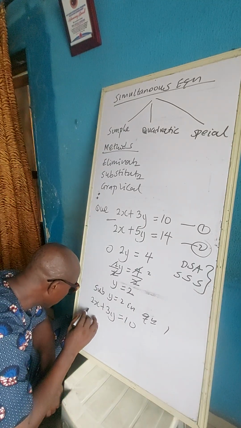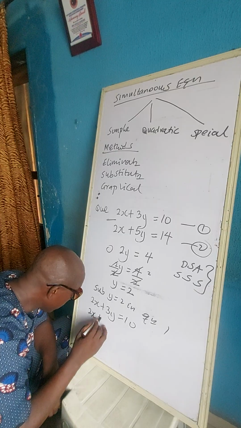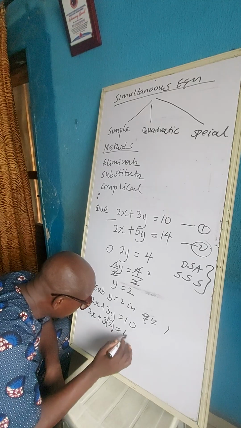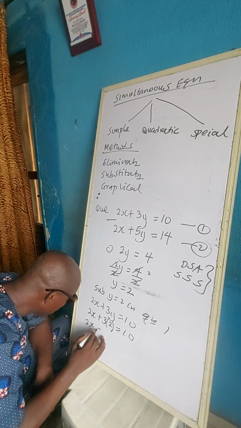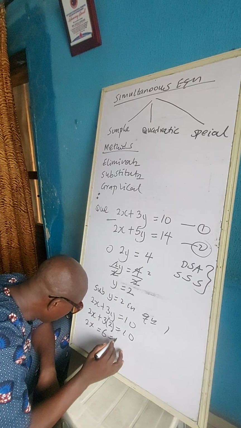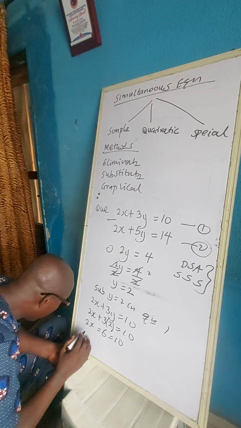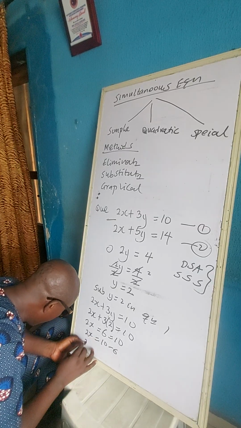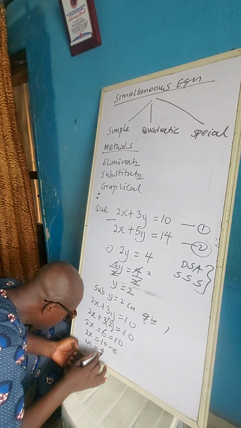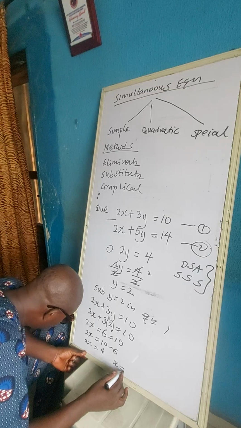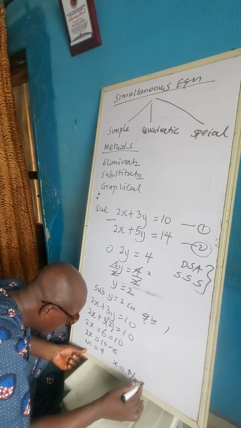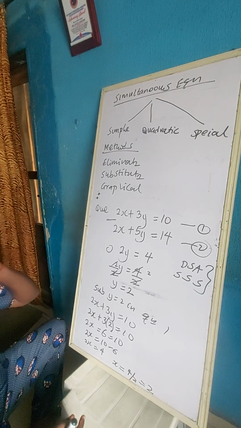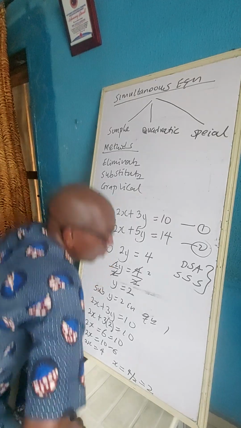It means 2x plus 3 bracket open 2 equal to 10. It means 2x plus 3 times 2, 6, equal to 10. Make x the subject of the formula: 2x equal to 10 minus 6. 2x equal to 4. That means x equal to 4 divided by 2 equal to 2. That's the answer of that one. That means x equal to 2, y equal to 2.